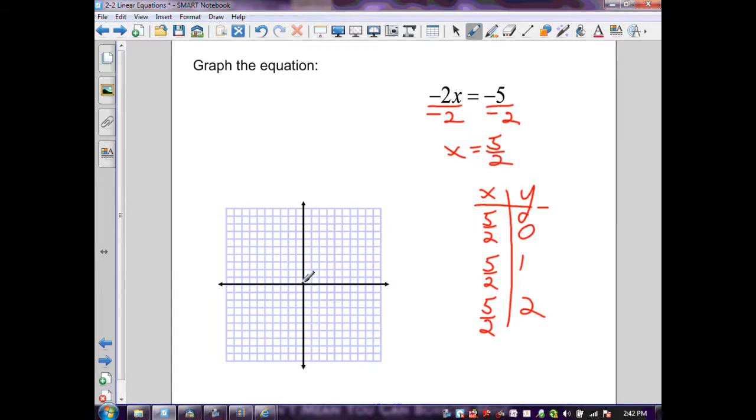So when I graph them, this is going to be 5 over 2, which is 2.5. So 2.5, 0, 2.5, 1, and 2.5, 2. And when I connect with a straight line, that's going to give me a vertical line.